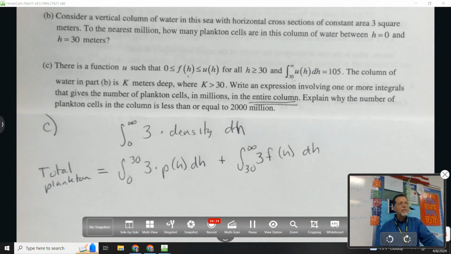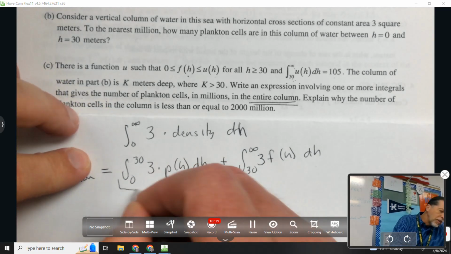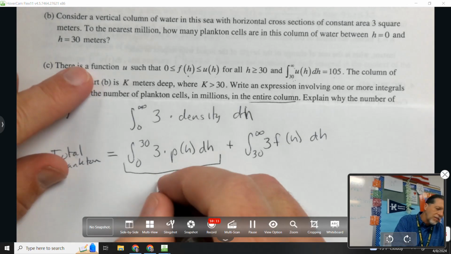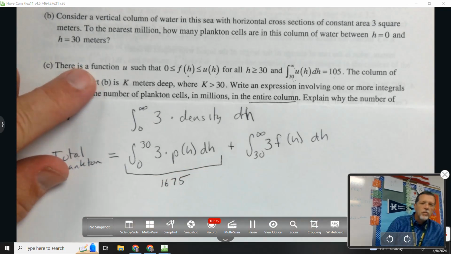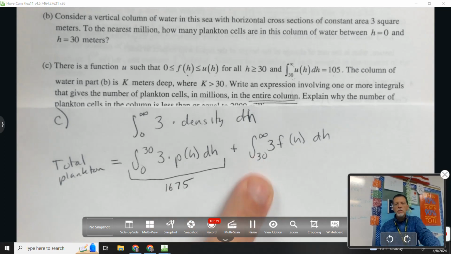And I think the reason they said one or more is because I've written it as more, but we also just figured out what this is in the last problem, it was 1675. So you could write it with 1 if you filled in the number and then put the other one.